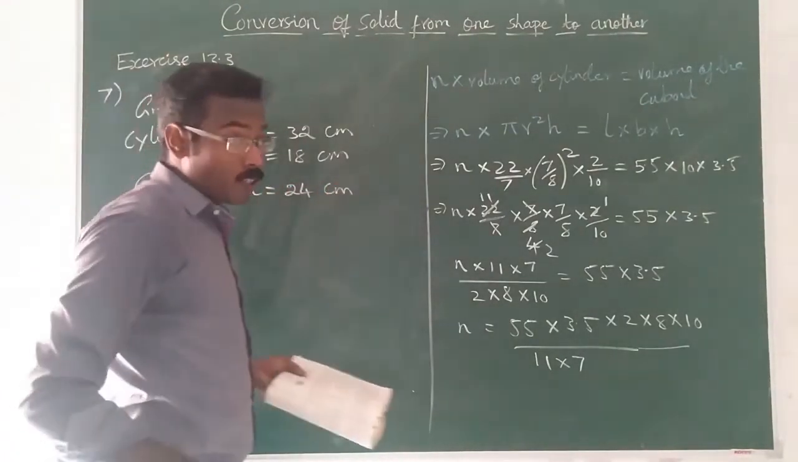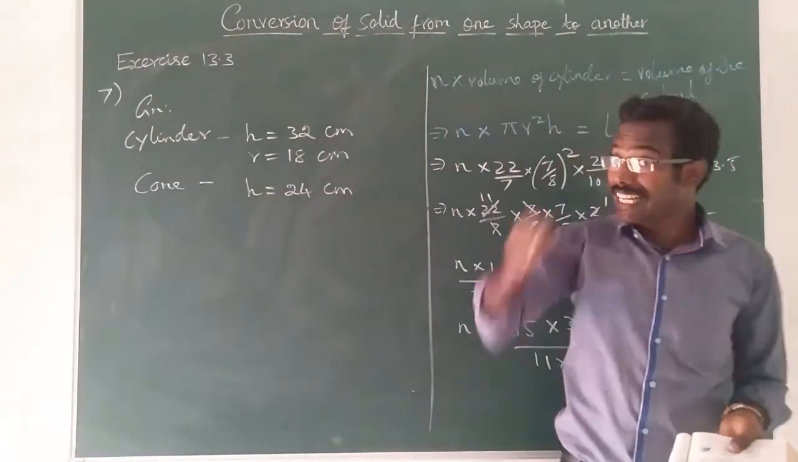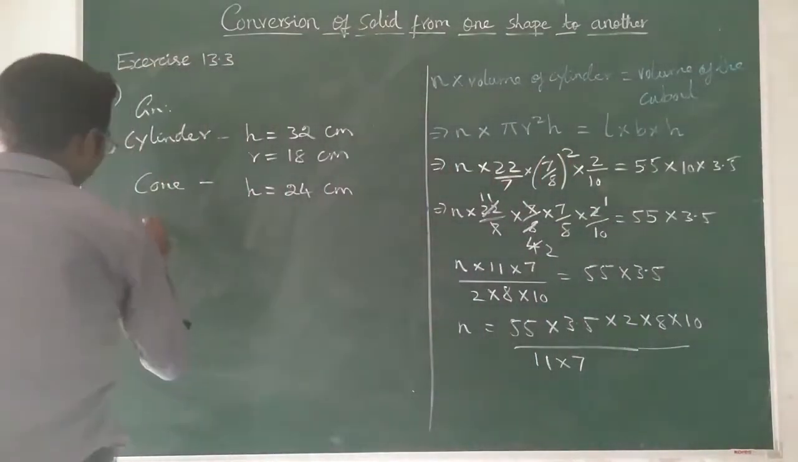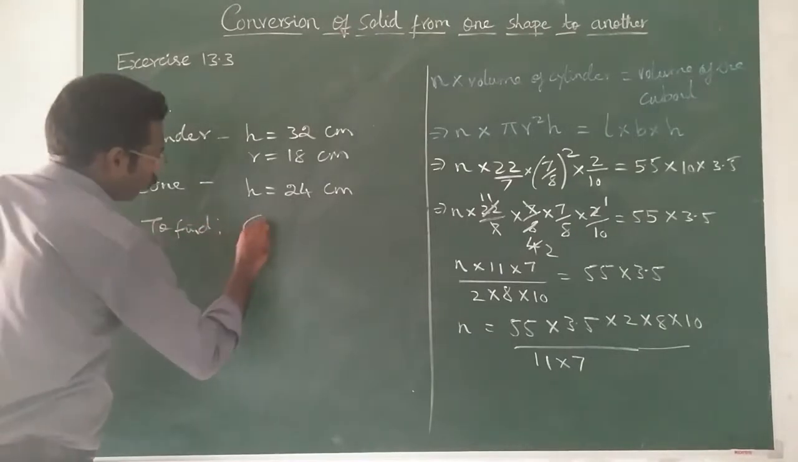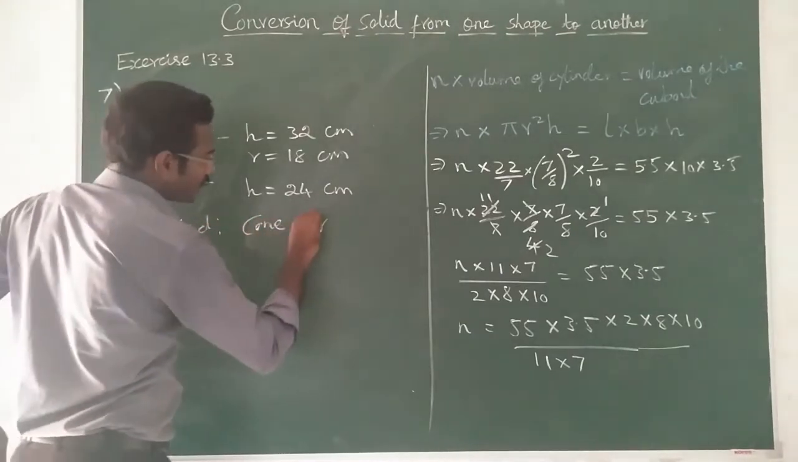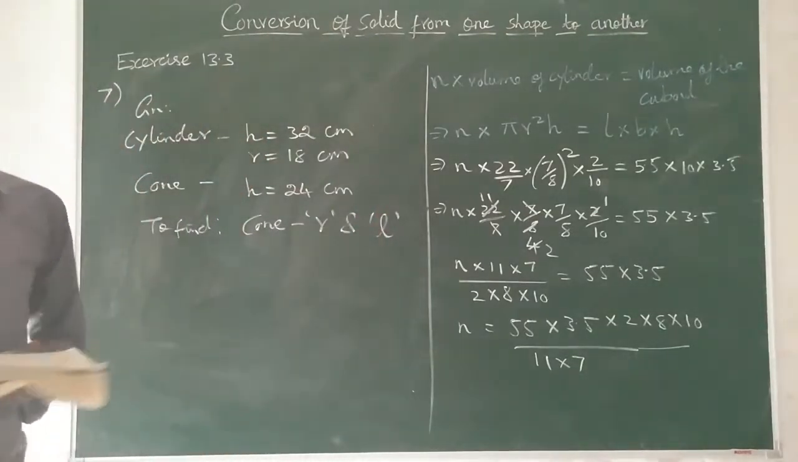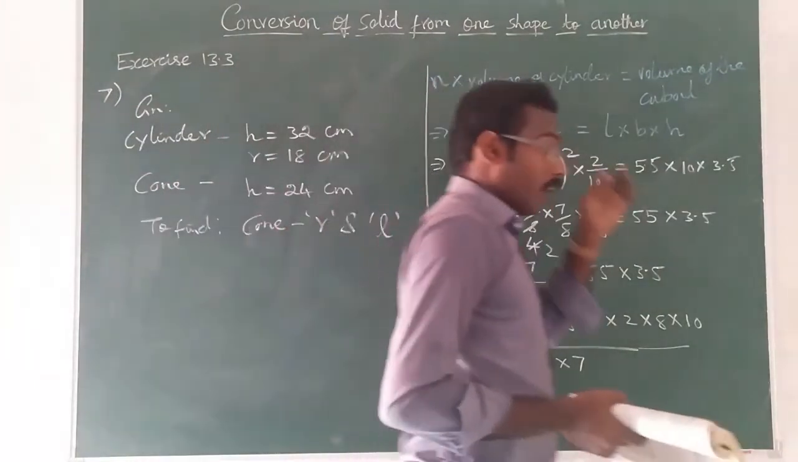You know, in a cone there are two heights. One is the normal perpendicular height, another one is the slant height, L. That also you have to find. So what to find? To find the cone's radius R and slant height L. That is what you have to find. Okay, so let us write the formula.